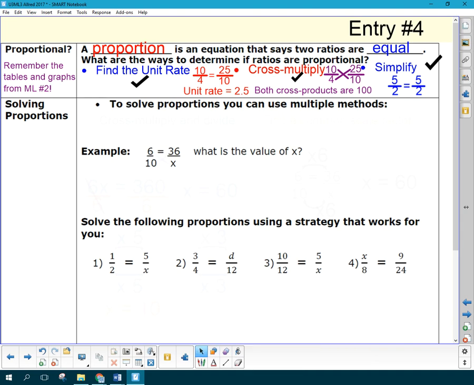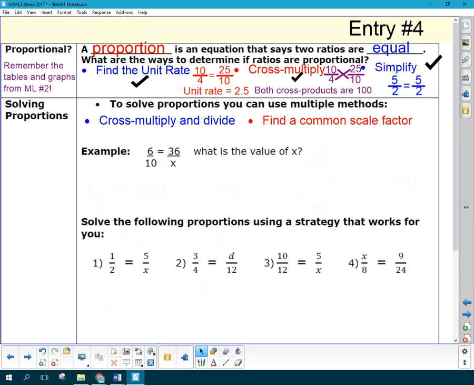To solve proportions, you can use multiple methods. I actually talked to Ms. Day yesterday, and she said that last year you might have solved them this way. You might have found a common scale factor. You can also cross multiply and divide to solve them.